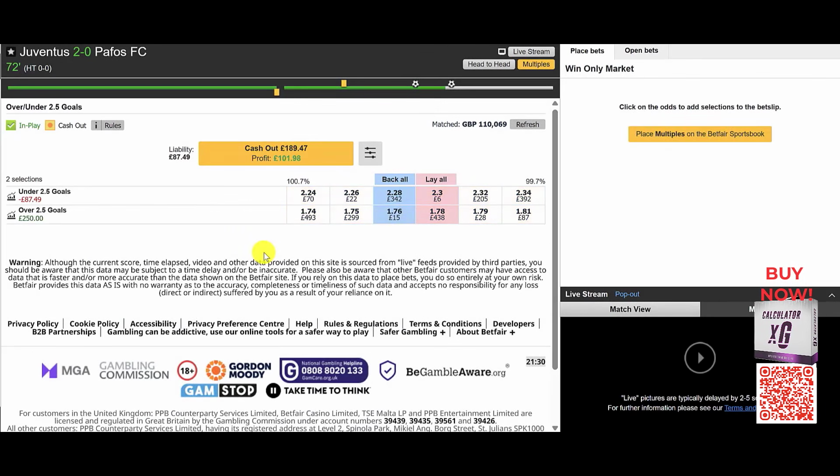Juventus 1, Paphos 0. 72 minutes on the clock. We didn't have to wait long for that one. The first goal arrived on 67 minutes. The second goal has just arrived on 73 minutes, and so we are now in a position. We're just going to let that market settle.